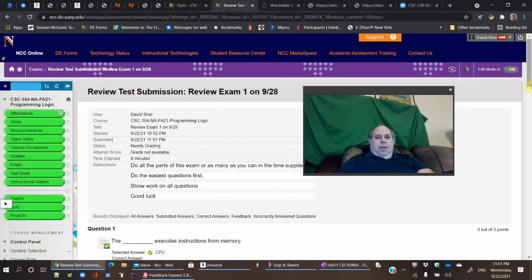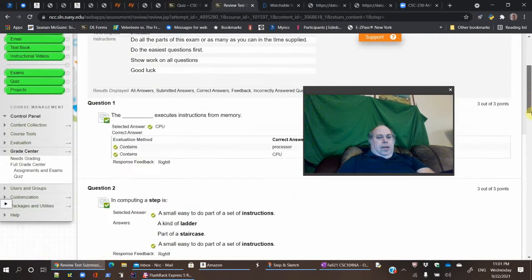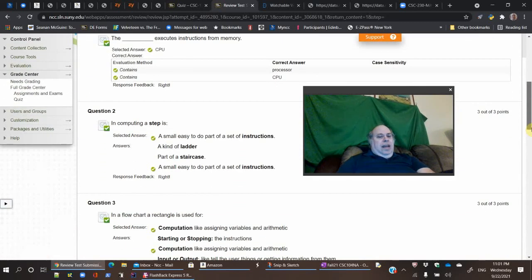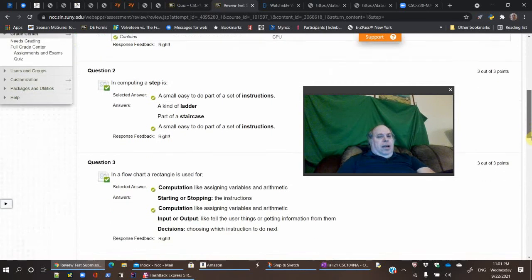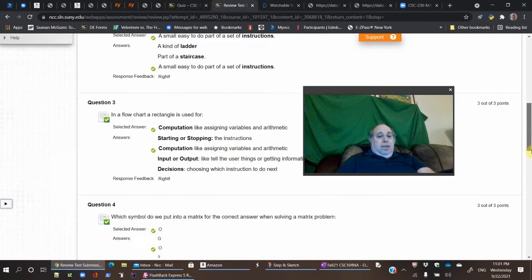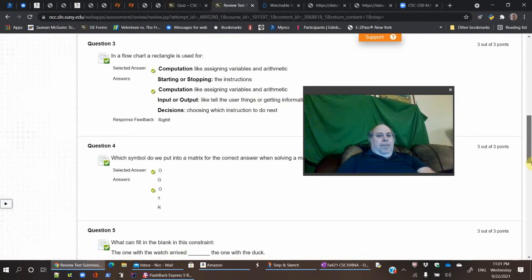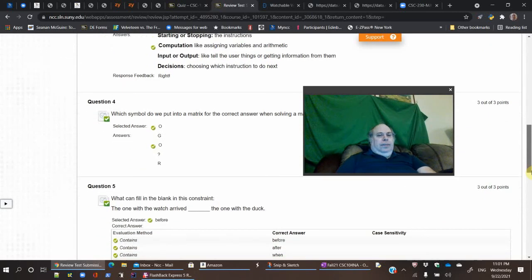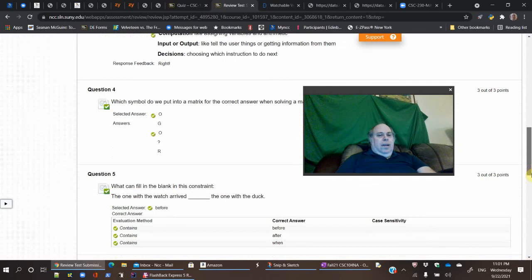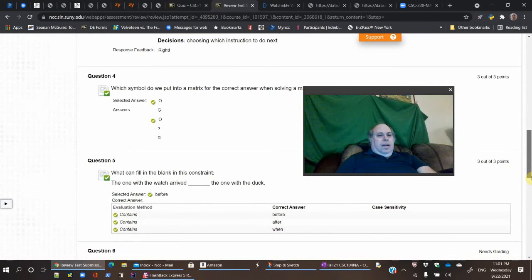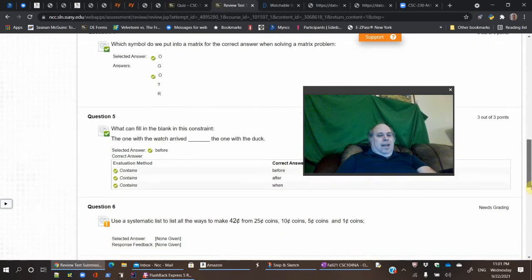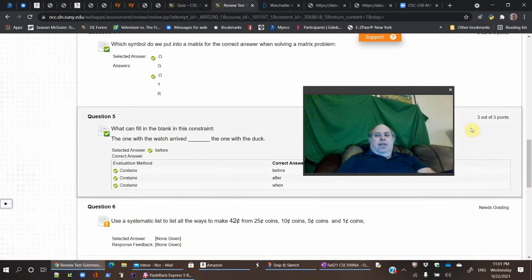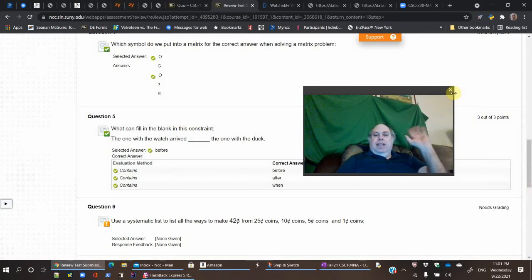It liked CPU. There are others too, anything with processor would have worked. The multiple choice, there's only one choice that works. And O is correct, it says, and so is before, although after and when also would work. There are other things like at the same time as, but I can't think of every last correct answer.